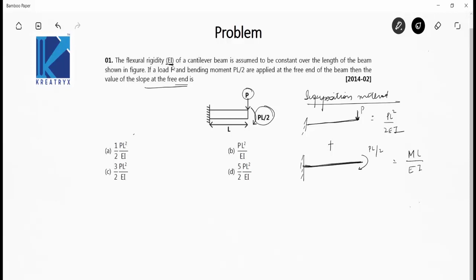Okay, so what is M? M is PL by 2 here, so this becomes PL square by 2EI. So total slope at the free end will be equal to the slope by this point load plus the slope by this moment, which is PL square by 2EI plus PL square by 2EI, and that becomes equal to PL square by EI. Okay, so option B is the answer. Next question.